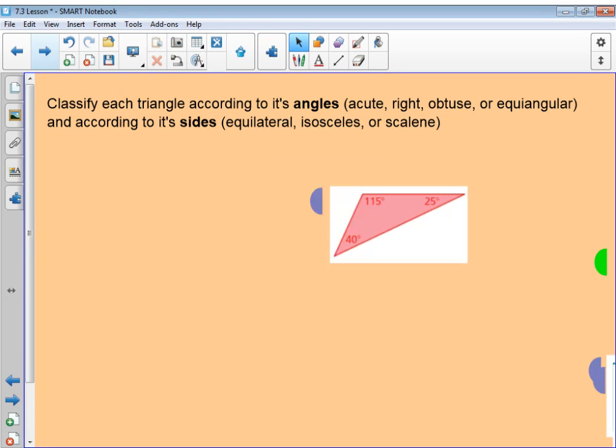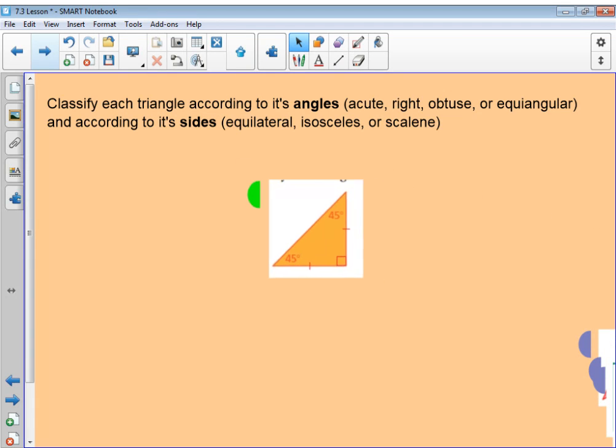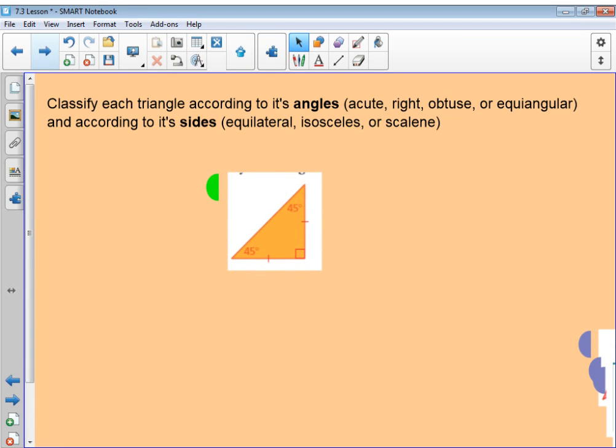All right, so I'm going to slide one out. I want you guys to try naming it according to its angle measure as well as its side lengths. Okay, so we have a right angle, so it's a right triangle. We also have two sides that are the same, which is isolating one side being different, so it's an isosceles triangle.